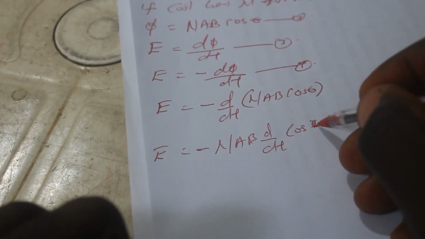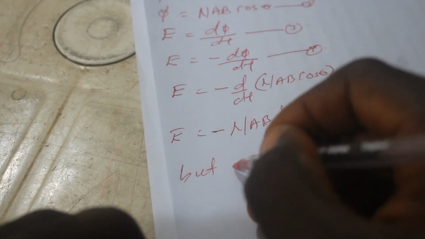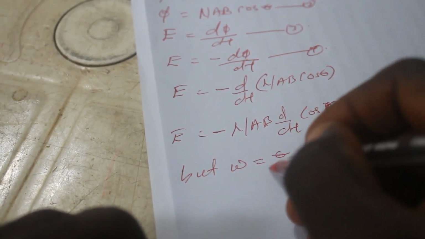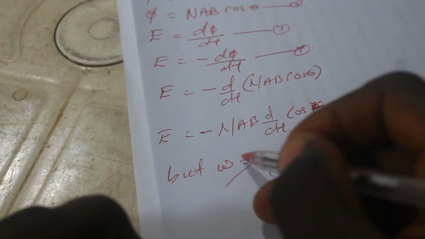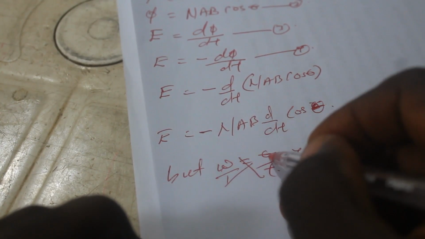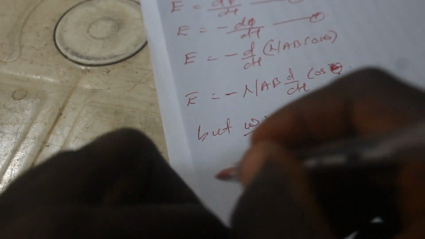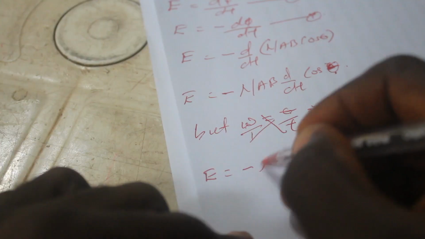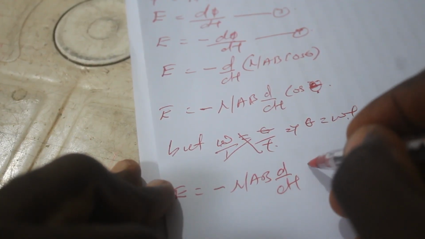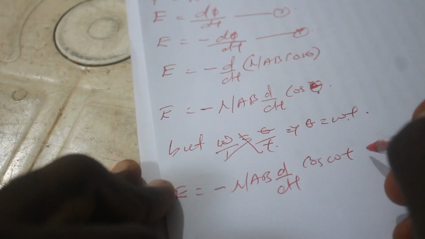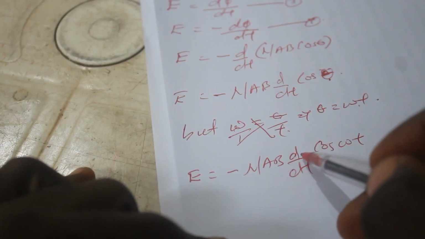Now, you know that omega is equal to theta over t, which means that theta is equal to omega t. Why? Because when you cross multiply, this is multiplied and then this stands alone. So now we put this in place of theta in this equation, and we have E is equal to minus NAB d/dt of cos omega t.